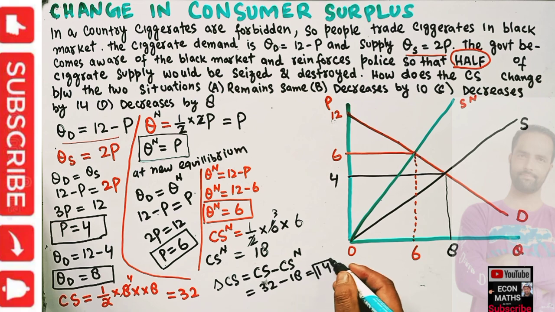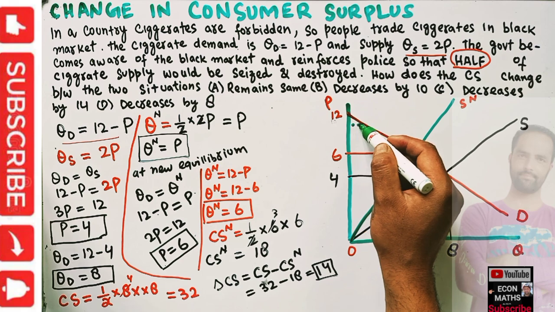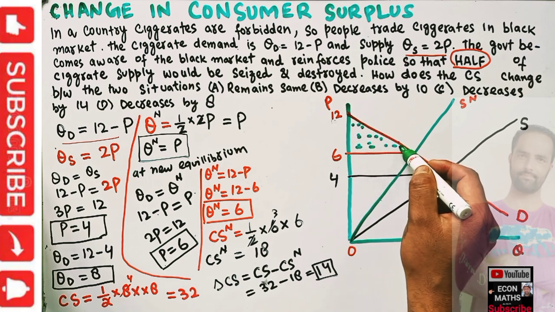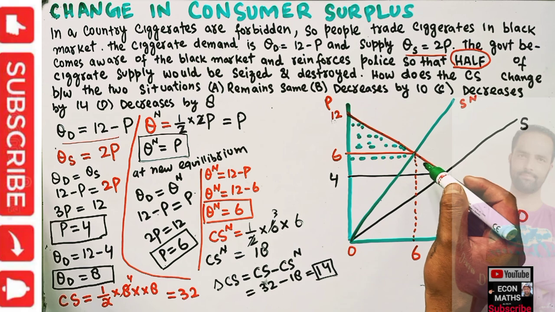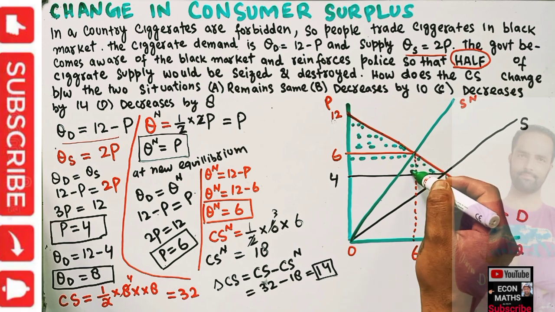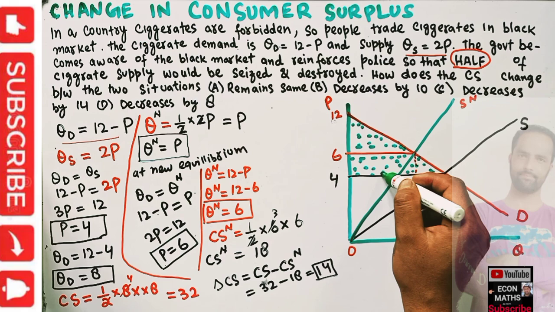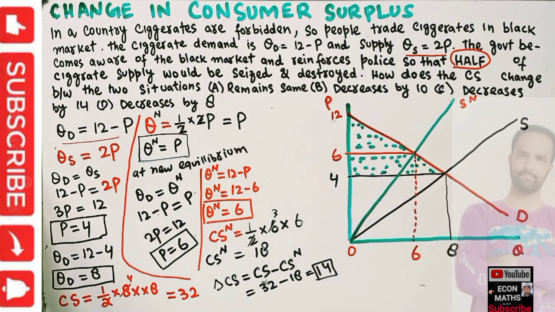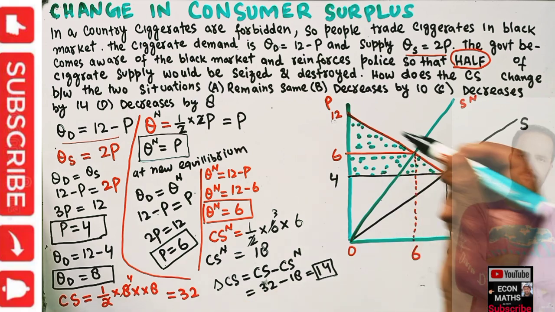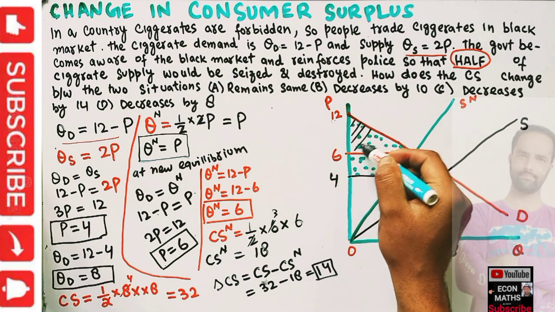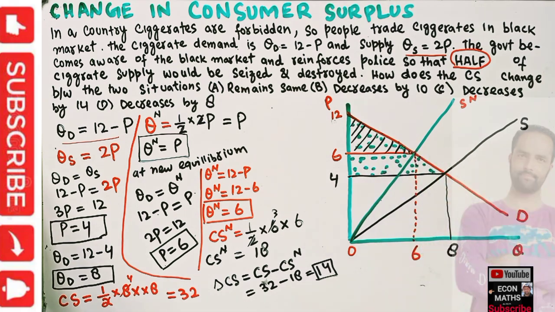So our consumer surplus will obviously decrease by 14 units. Initially what was our consumer surplus? Initially, let me show it here, our consumer surplus was this whole triangle. After the government comes into action, our consumer surplus has reached this triangle. So there is a decrease in the consumer surplus. I hope I make myself clear in this video. Thank you.